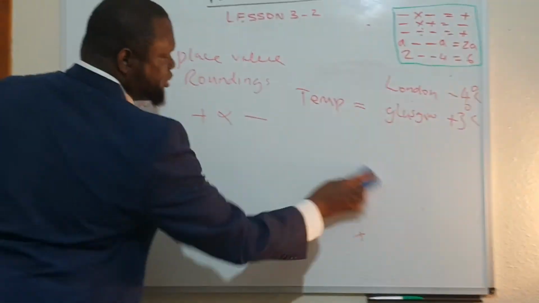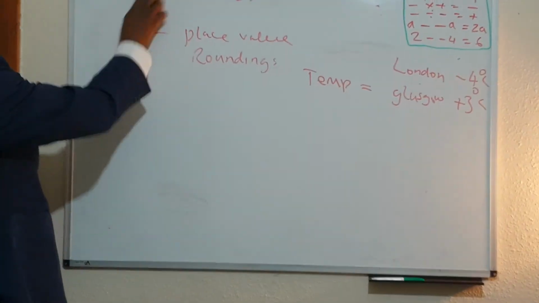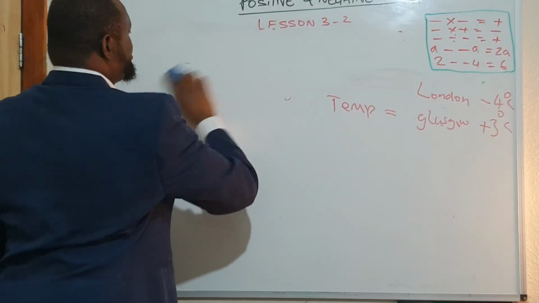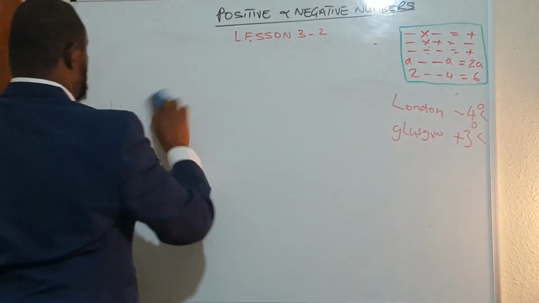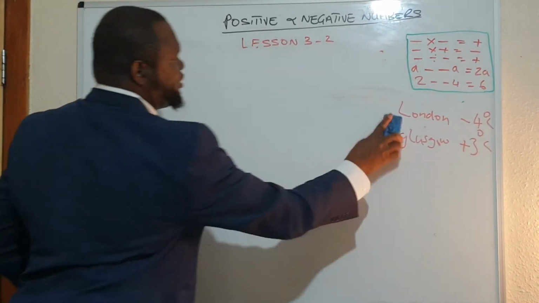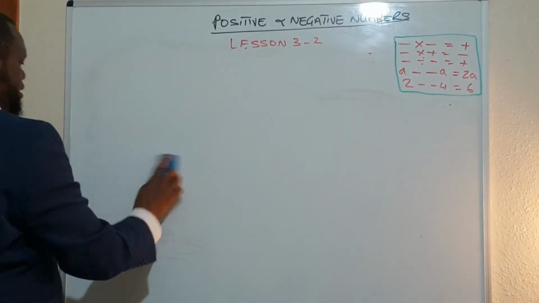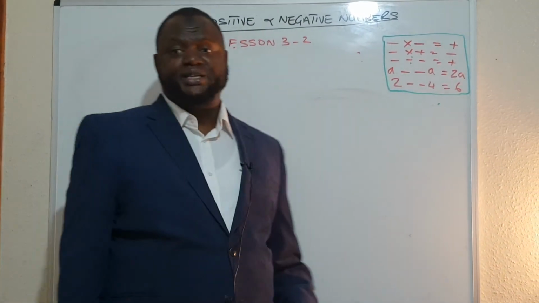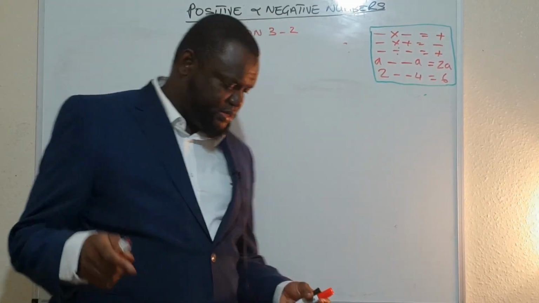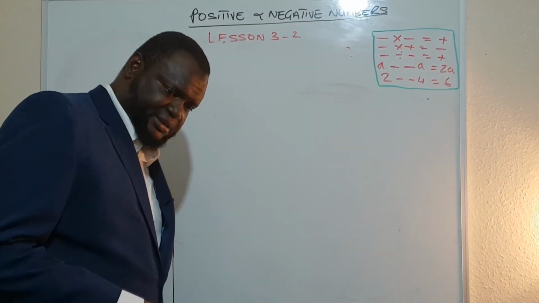Okay, so that's the end of this lesson. We'll bring in GCSE questions first on positive and negative numbers, and then we move into roundings. Now, we have to do chemistry as well. So chemistry will be our next lesson.